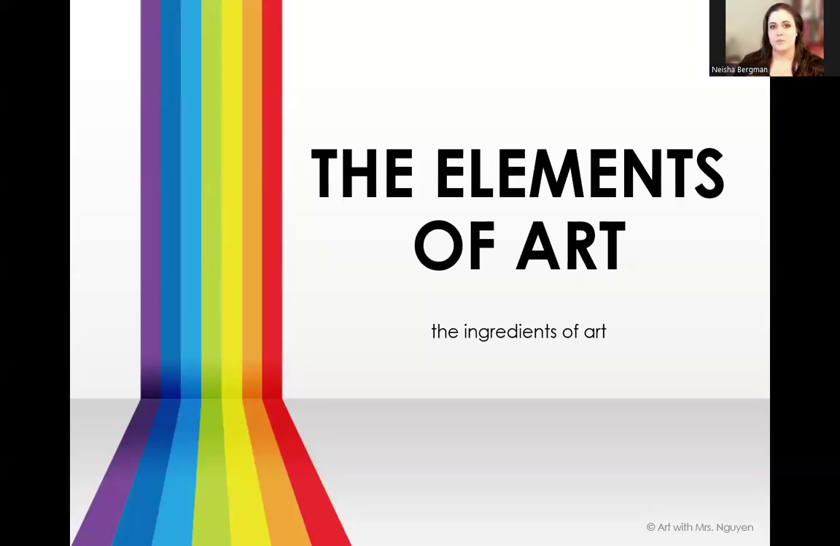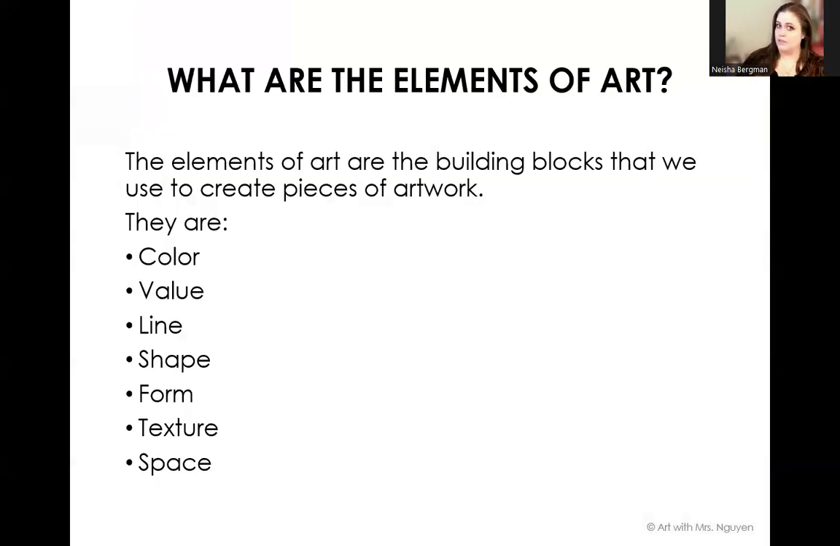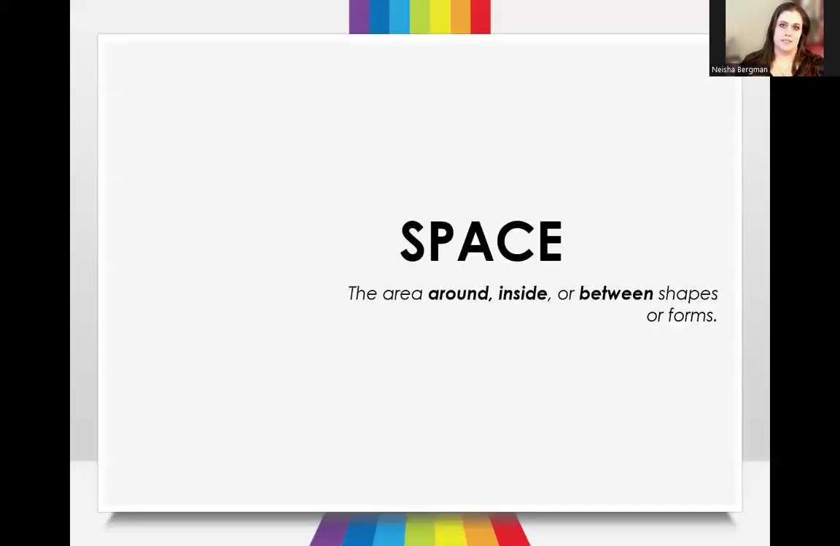All right, ladies and gentlemen, so we are continuing, technically finishing, our discussion about the elements of art, the ingredients, the parts and pieces used to make artwork. Today we're finishing up with space. At this point, we've pretty much gone over all of them: color, value, line, shape, form, texture, and space is today. And we're going to be talking specifically about space.